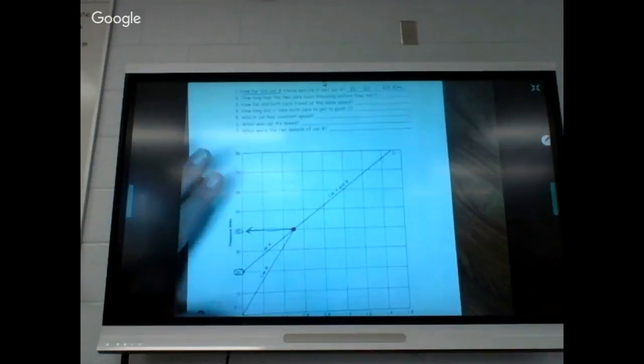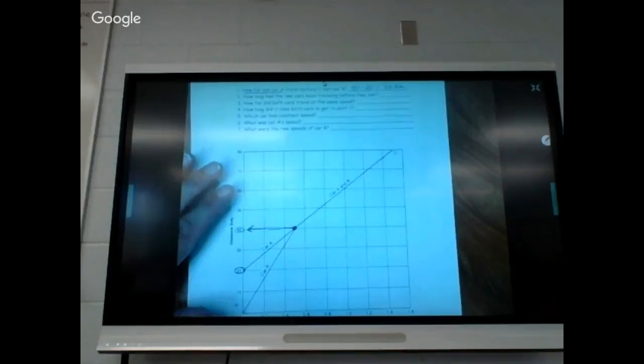You will see a graph like this on the next test. That's why we're going through this. Graph reading is part of the exam. They love graphs and tables.